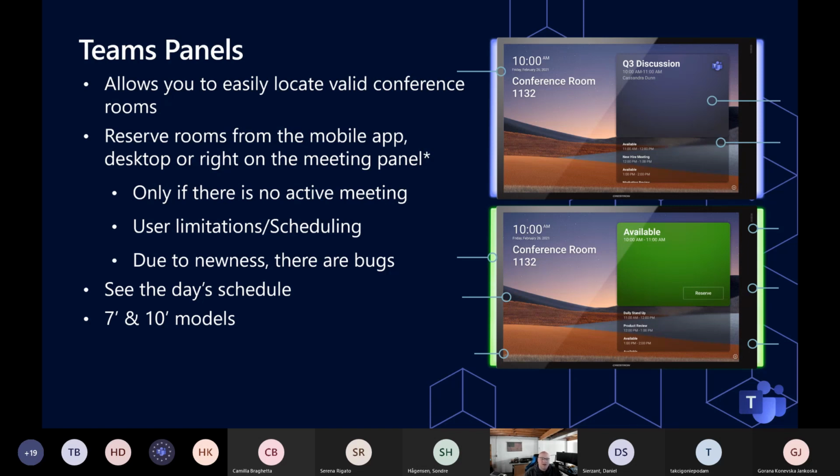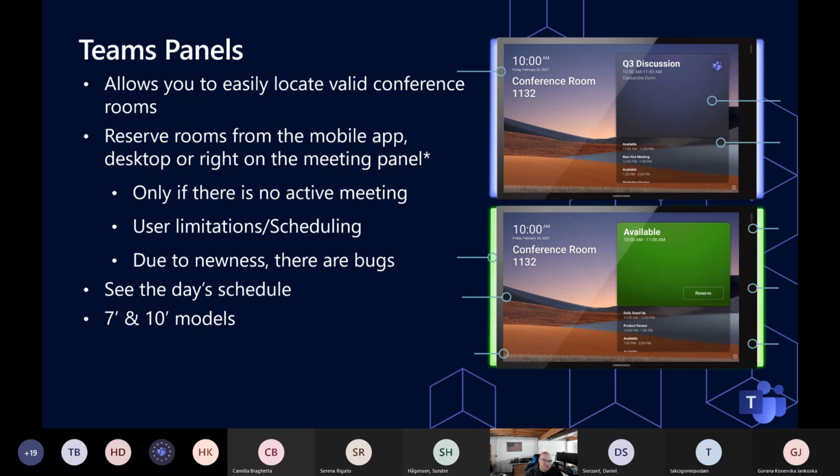But what's really cool about it is that a lot of the devices, in this case we have our Crestron panel here, can have a presence indicator on the back of those that will show whether or not somebody's in that meeting room or not. So green for available, red or purple for in a meeting. Now, what's cool is that you can reserve rooms from either a mobile app or right from the meeting room panel.